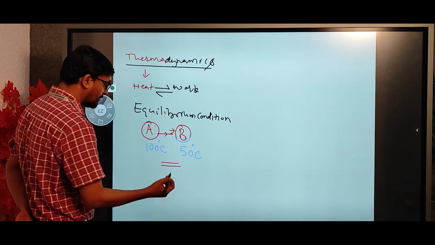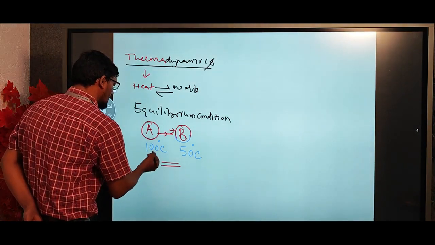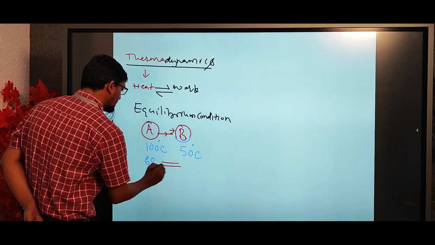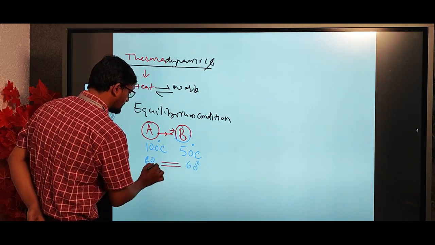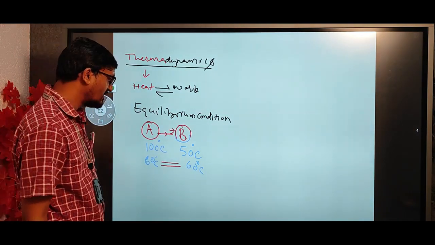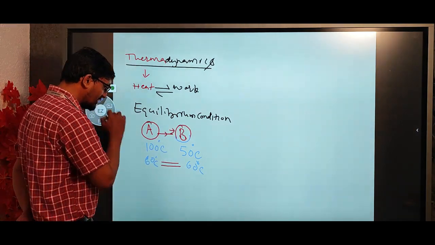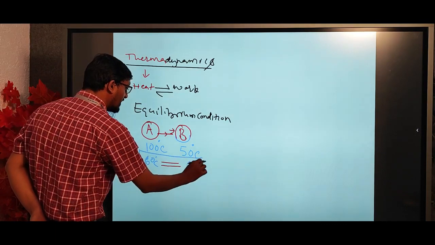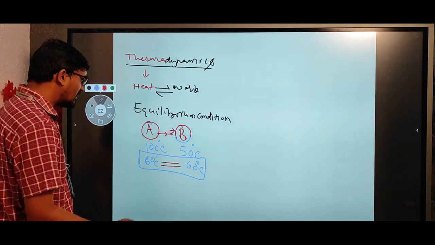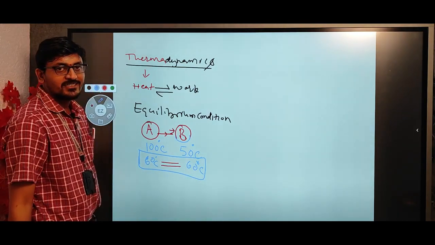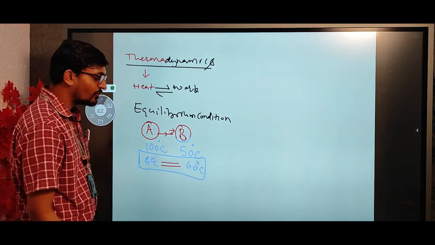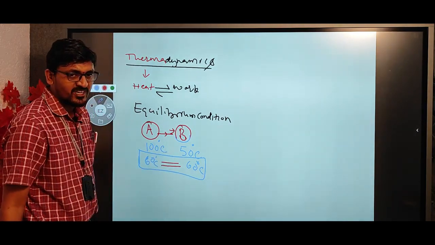After some time both bodies will show the same temperature, for example 60 degrees and 60 degrees. Both bodies will show the same temperature after some time. So this is nothing but the equilibrium condition. But we don't know the individual temperatures before going to thermal equilibrium.